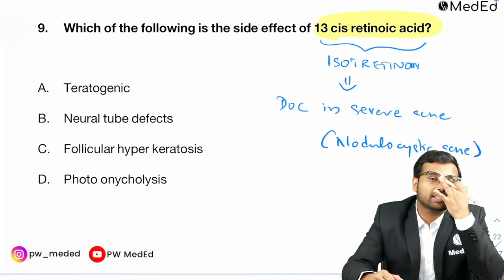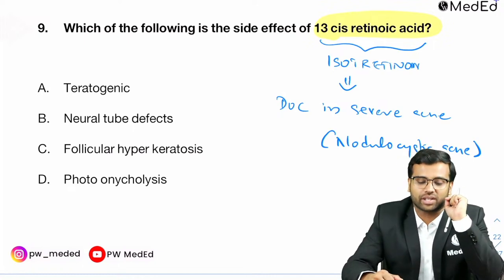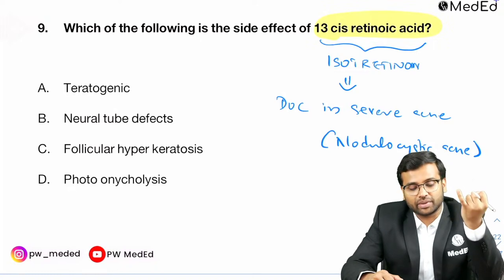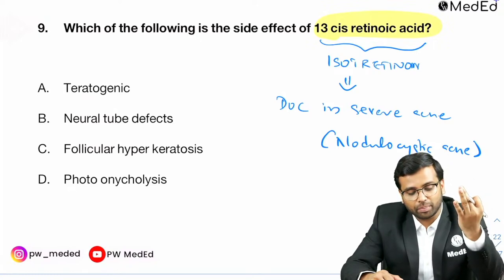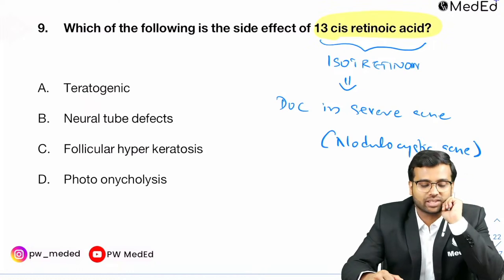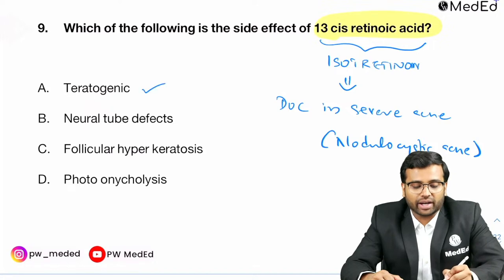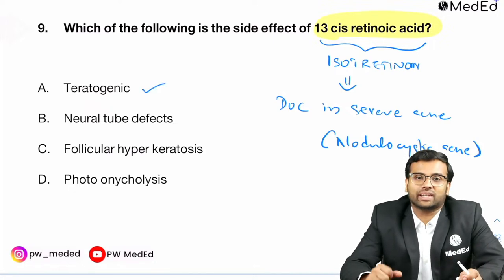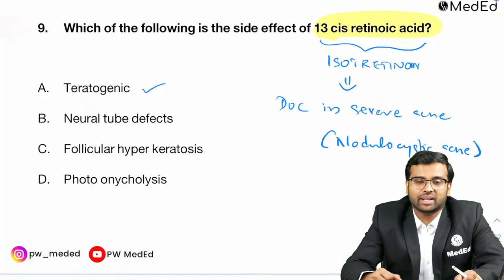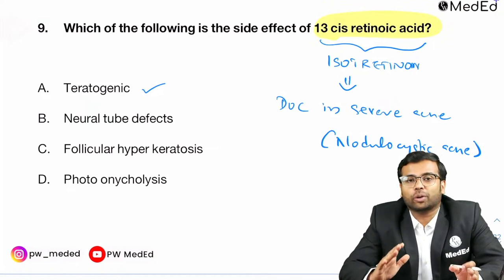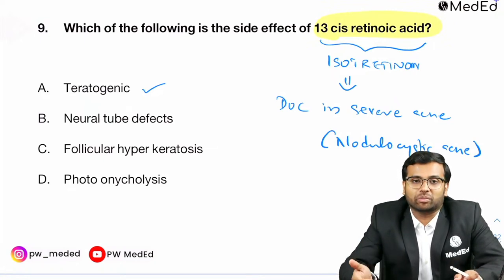Now, what is the most dreaded side effect of this drug? Which among the following? Is it teratogenicity, neural tube defects, follicular hyperkeratosis, photoonycholysis? What is the right answer? Yes, we are all afraid of this teratogenic feature of isotretinoin. That is the reason why we should not prescribe this to expecting mothers or lactating women. So this is actually contraindicated.